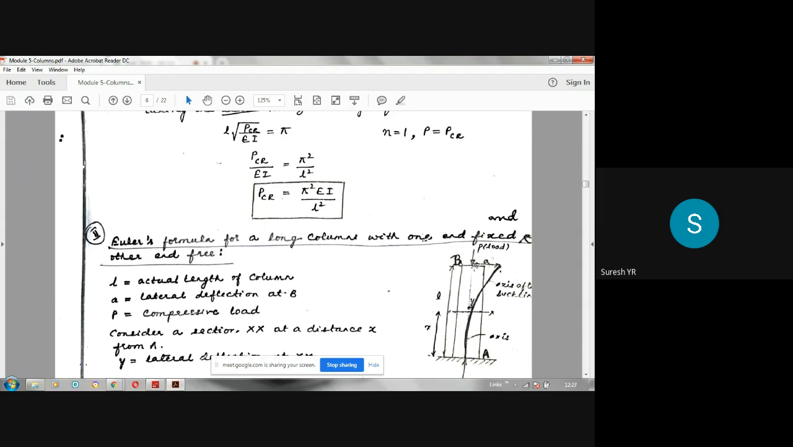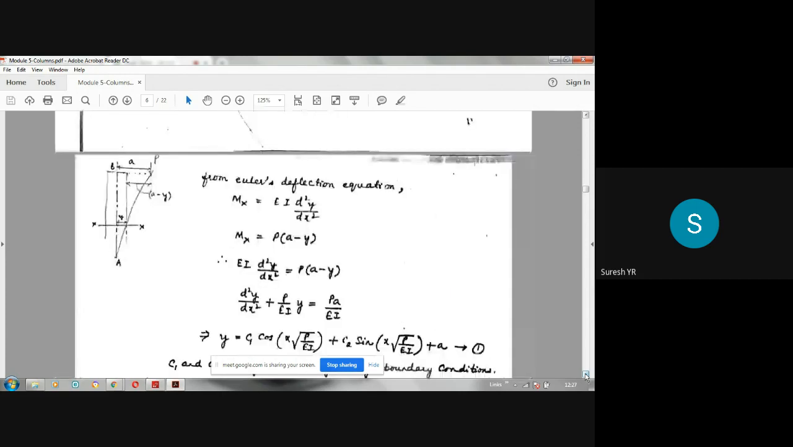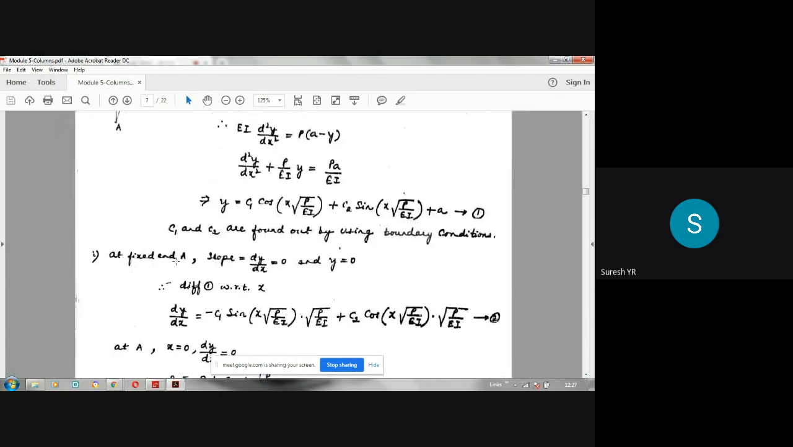At B you don't have anything as 0, so take that as a boundary condition. So at A, x is equal to 0, y is equal to 0, that is deflection is 0. And also at A, x is equal to 0, dy by dx is equal to 0, that is slope is 0, where theta is dy by dx. Now if you use those two equations, at fixed end A, slope dy by dx is equal to 0 and deflection y is equal to 0.